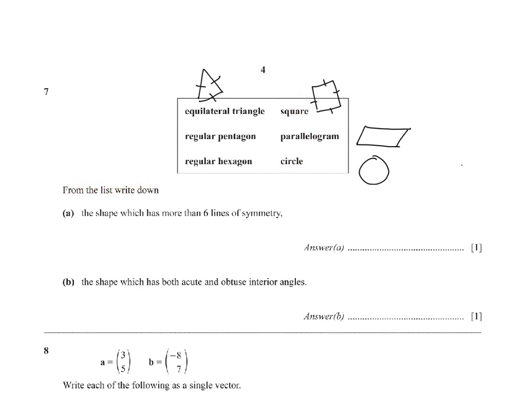From the list, write down the shape which has more than 6 lines of symmetry. Well, a regular triangle has 3 lines of symmetry. A regular quadrilateral has 4 lines of symmetry. A regular pentagon 5.